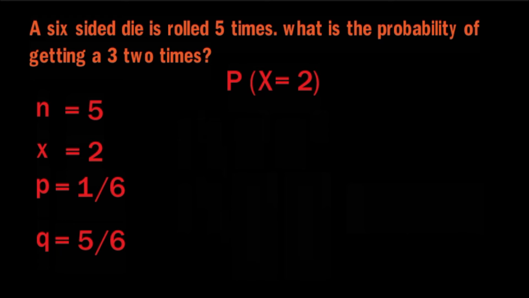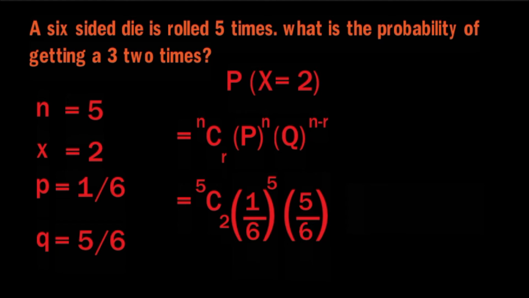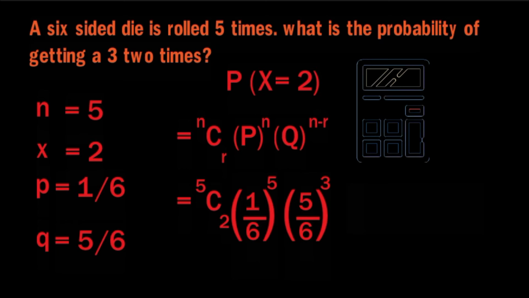So we have the binomial equation as this: nCr, p to the power of r and q to the power of n minus r. Here r is actually x. So nCr is 5C2, p is 1/6 to the power of 2, and q is 5/6 to the power of n minus r, which is 3. You press your calculator, and you should be able to get the answer.